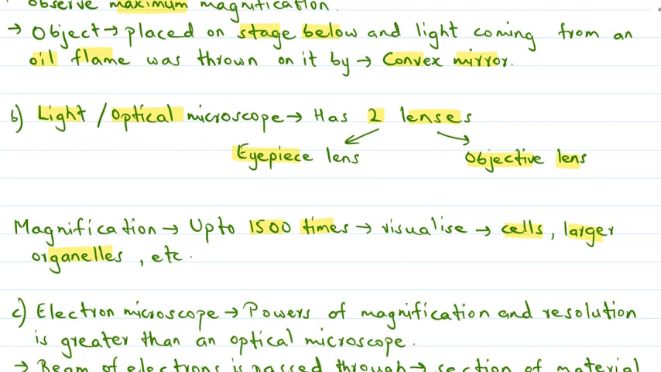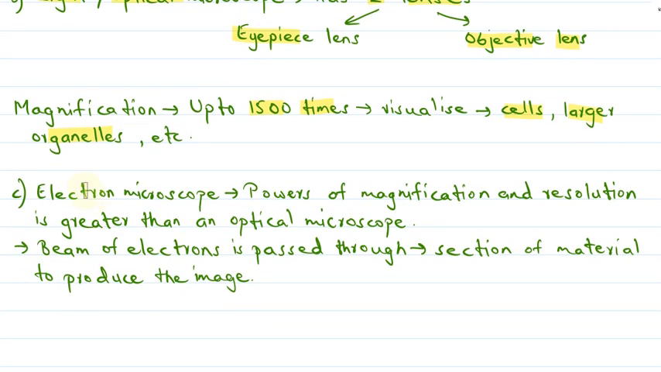Okay, then we also learned about the electron microscope. The electron microscope has powers of magnification and resolution that is greater than an optical microscope. So what happens here? Here a beam of electrons is actually passed through the section of material to produce the image. Okay, so here the beam of electrons is used in order to produce the image which is passed through the section of material. Okay.